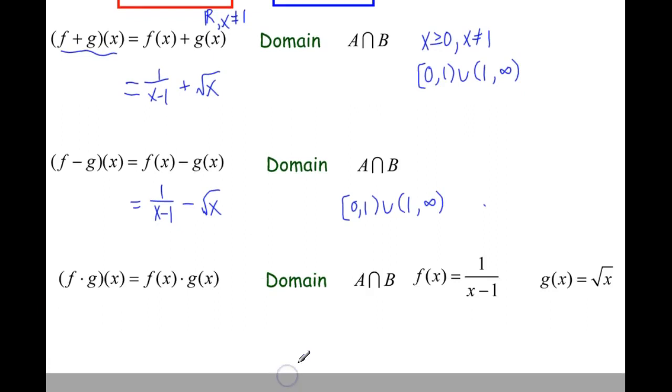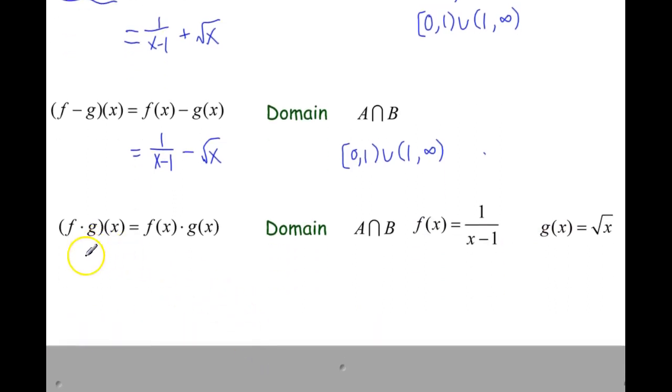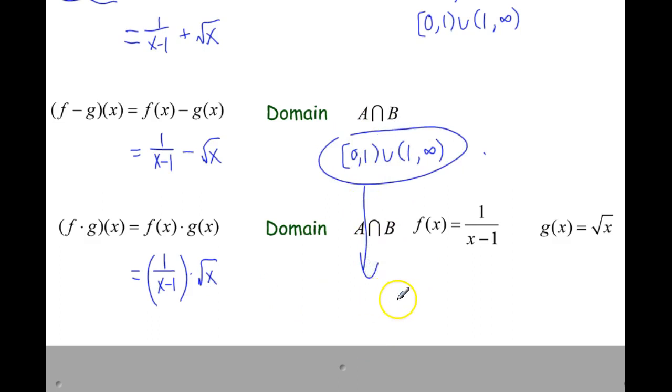And again, for multiplication here, those are the two functions in case you forgot them. Multiplication is exactly what you might think it is. It would be 1 over x minus 1 multiplied by square root of x. Then the domain, again, is just this repeated again, because it's just A intersect B.